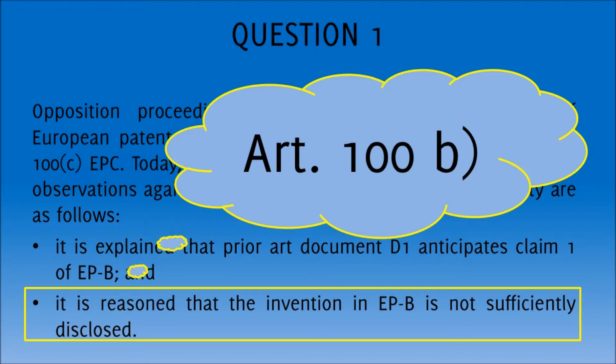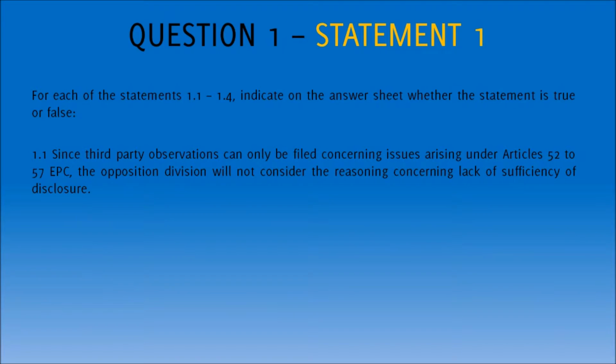And now we will look at the statements and how to answer them. Let's come to the first statement of question 1. The first sentence here is just to remind us that we have to fill out the answer sheet, whether the statement is true or false. And the first statement reads, since third-party observations can only be filed concerning issues arising under Articles 52 to 57 EPC, the opposition division will not consider the reasoning concerning lack of sufficiency of disclosure.